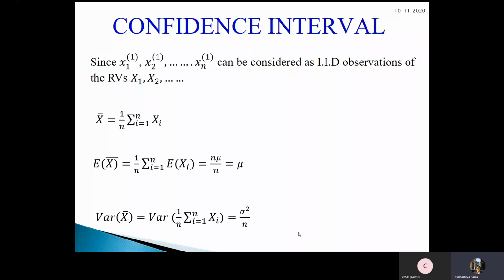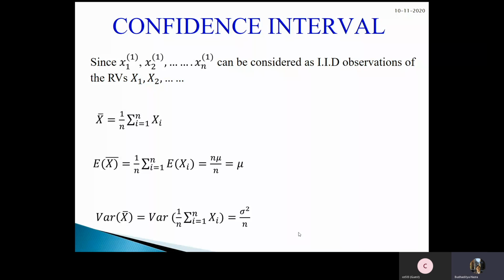And the variance of the sample mean: we said that the sample mean is a random variable, right? It is understood. So if the sample mean is a random variable, one can find the statistical descriptors of the sample mean, basically the expected value of the sample mean and the variance of the sample mean. So it turns out to be mu and sigma square by n.